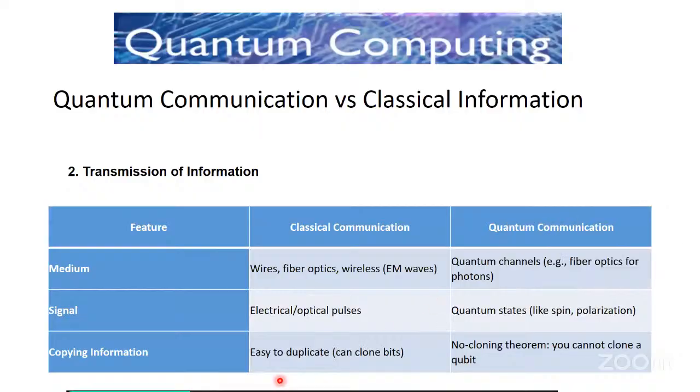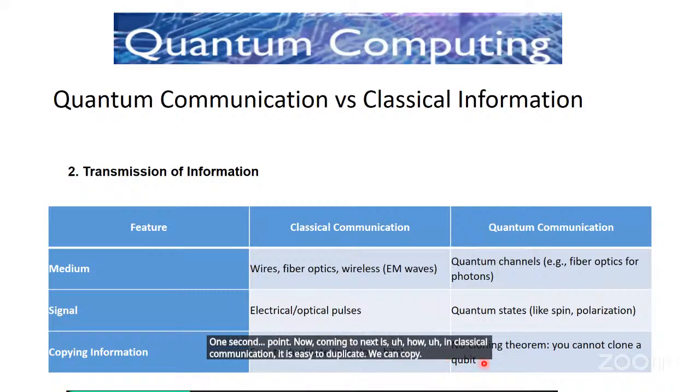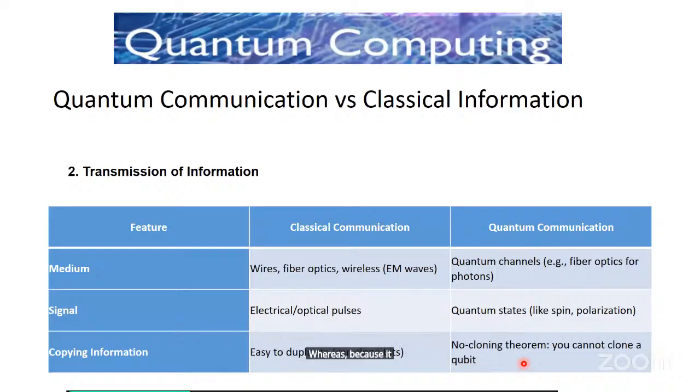Now coming to the next point: in classical communication, it is easy to duplicate. We can copy. Whereas because quantum supports the no-cloning theorem, you can't copy. You can't clone the qubits. Because of this, the security is high here, I can say.